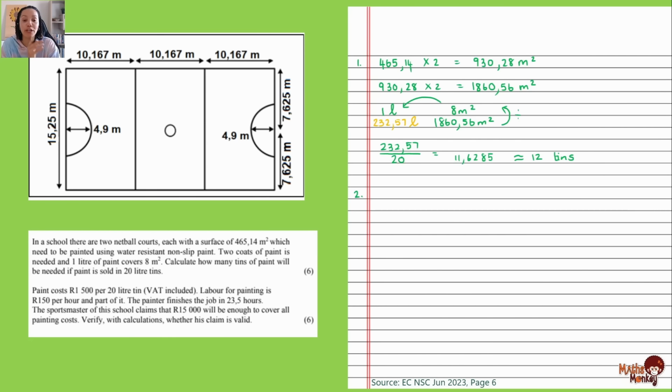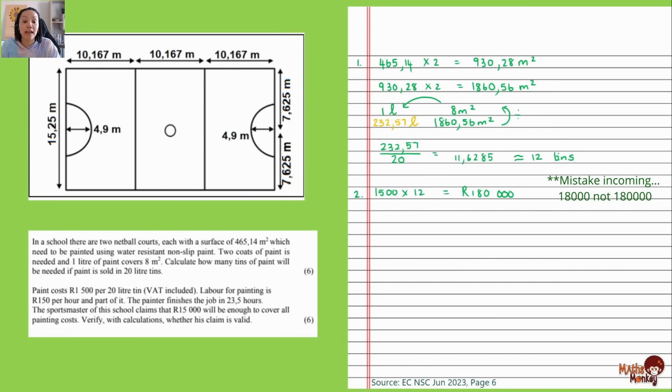So firstly, we need to figure out what is the cost of the paint. Then we have to figure out what is the cost of the labor. And then we have to see if 15,000 Rand will be enough for that. So for the first section, that's fine because we figured out already how many tins we need. And if it's 1,500 Rand per tin, we can just say 1,500 multiplied by 12, right? And this will give us the cost for the paint, which is 18,000 Rand.